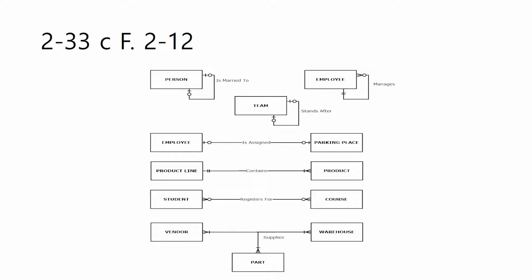A product line contains one through many products, and a product must belong to only one product line. Then a student registers for zero through many courses, and there must be zero through many students. A vendor supplies a specific part to a specific warehouse. So one through many, one through many, one through many.